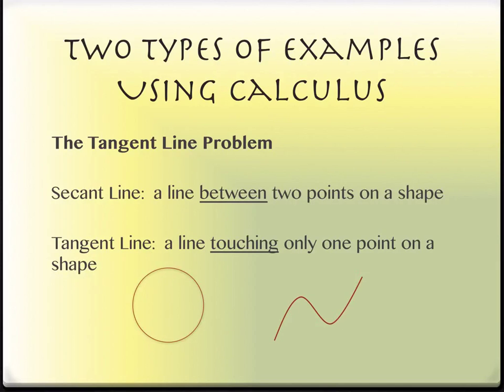A secant line is simply a line that goes between two points on a shape. When you first see secant lines, you usually see them in geometry, and they cut through a circle, something like that. There's nothing special about a circle. We could cut through a curve like that as well. That's a secant line. It takes two points on the object, and it connects them with a line.